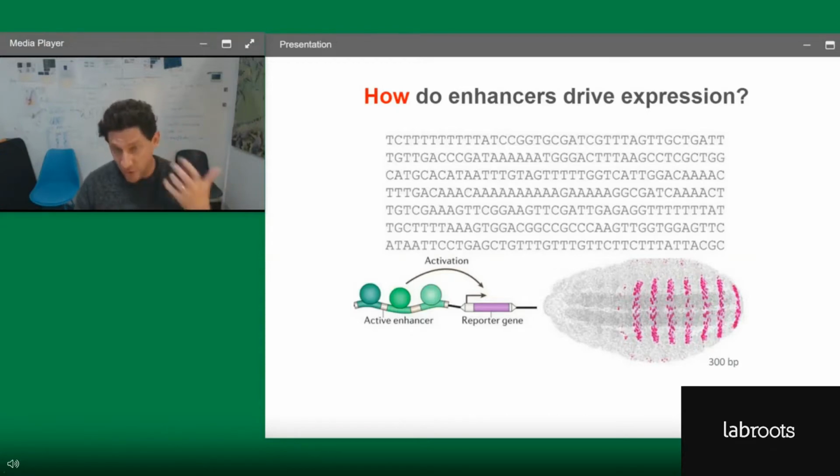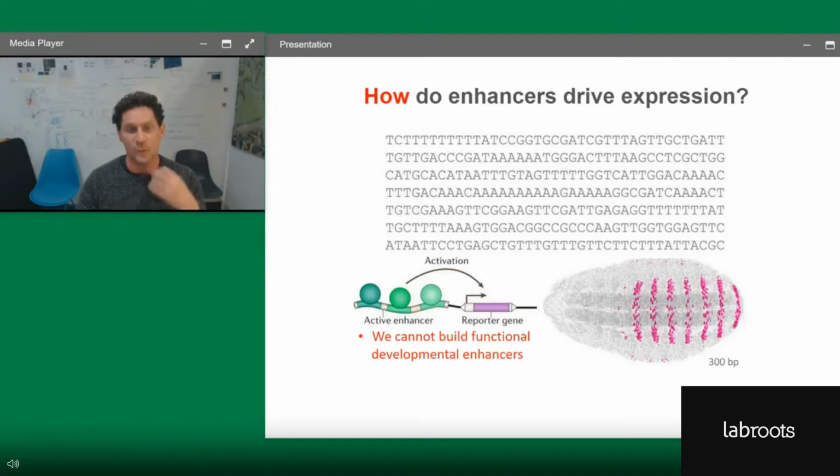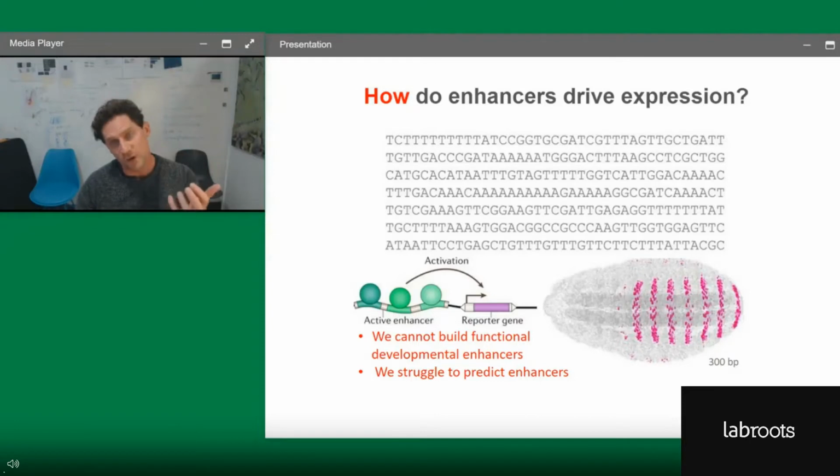But what I'm going to assert right now, and I'm going to show you many examples of this throughout the talk, is that we cannot build these from first principles. In other words, if I just have a collection of binding sites for these transcription factors and put them in front of a reporter gene, we typically don't get anything reproducible like what I'm showing you here. So from first principles, we still have a lot to learn as a community.